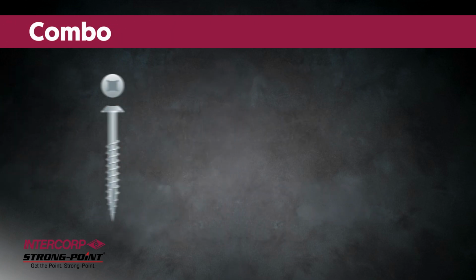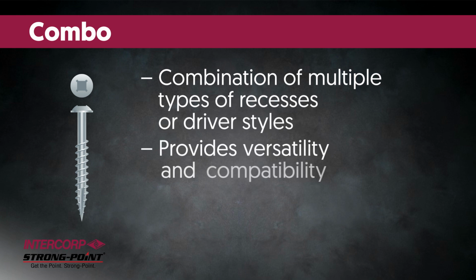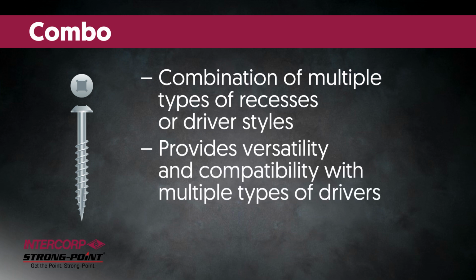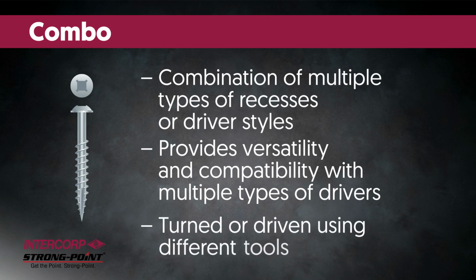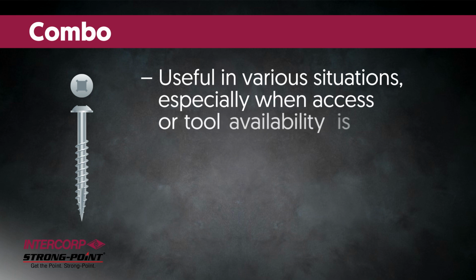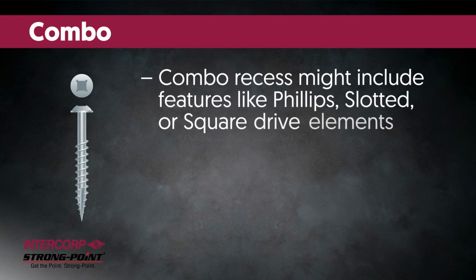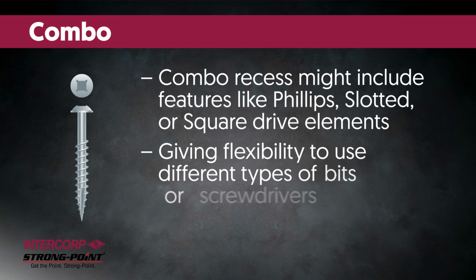Combo. The combo recess incorporates a combination of multiple types of recesses or driver styles. The purpose of a combo recess is to provide versatility and compatibility with multiple types of drivers, allowing the fastener to be turned or driven using different tools. This can be useful in various situations, especially when access to tools is limited. For example, a combo recess might include features like Phillips, slotted, or square drive elements, giving you the flexibility to use different types of bits or screwdrivers.